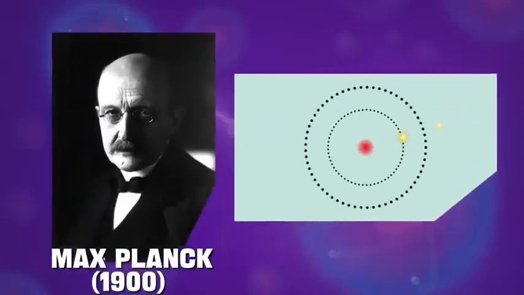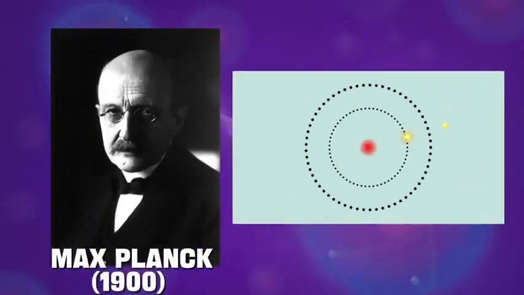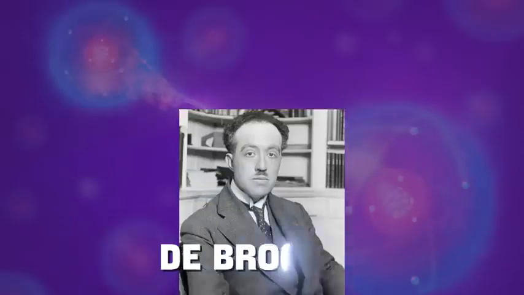One of the biggest mysteries was why electrons, which are negative, don't fall into the nucleus, which is positive, as Newtonian physics predicted. That's when Max Planck, in 1900, took the first step, proposing the idea that energy is not continuous, but rather released in discrete packets, which he called quanta, the seed of everything.